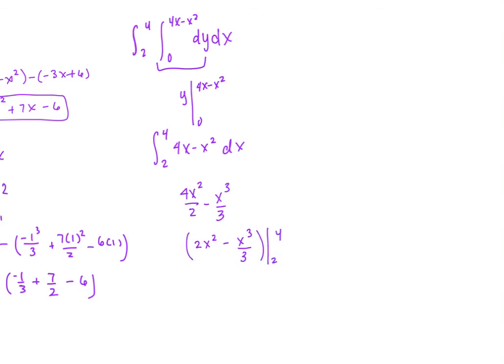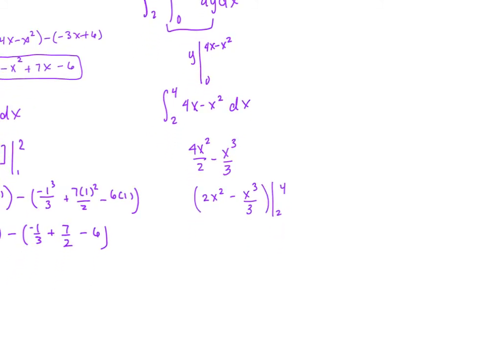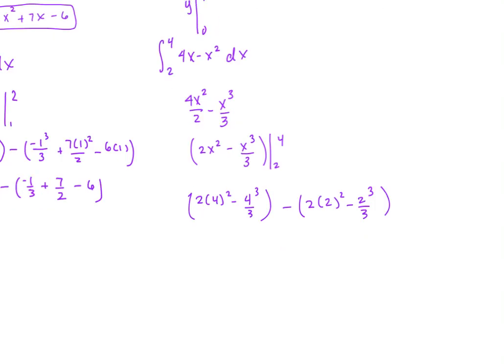from 2 to 4. So I've got 2 times 4 squared minus 4 to the 3rd over 3, minus 2 times 2 squared minus 2 to the 3rd over 3. We can do some mental math here. So 16 times 2 is 32 minus 64 over 3 minus 8 minus 8/3. And when we type all that into a calculator to save time, you get 16 over 3.